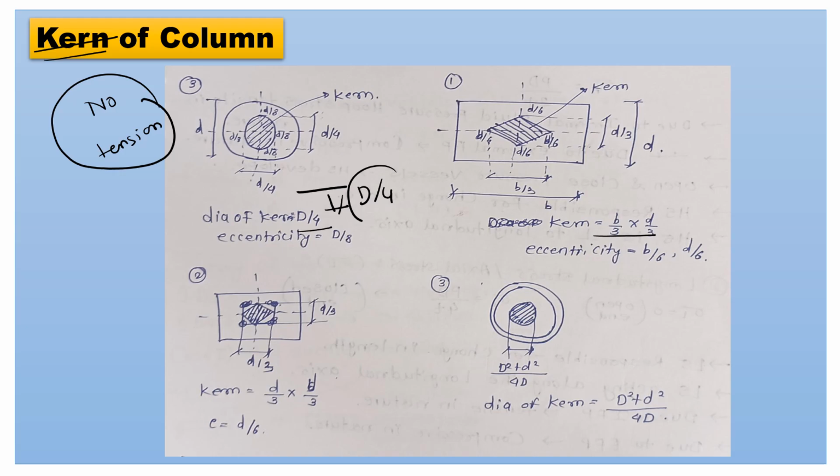So for kern of circular section, the value is d by 4. Or they ask what is the formula for the circular section, if diameter is 10 mm, then find out the eccentricity and kern for that. Or else they ask for a rectangular section.